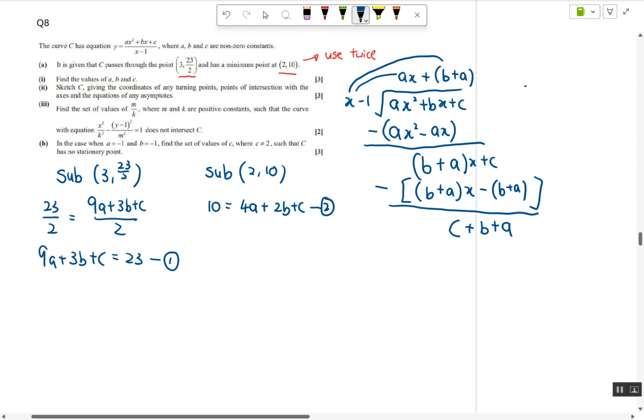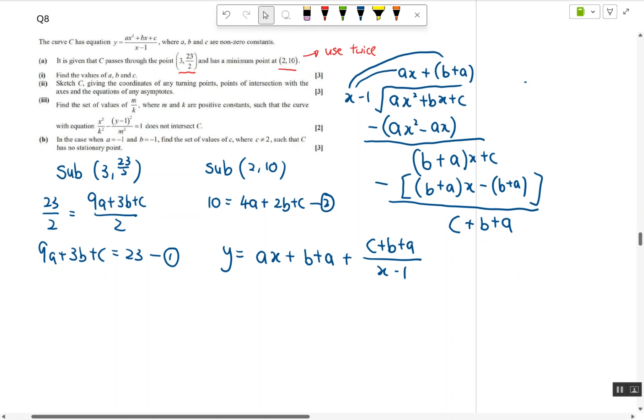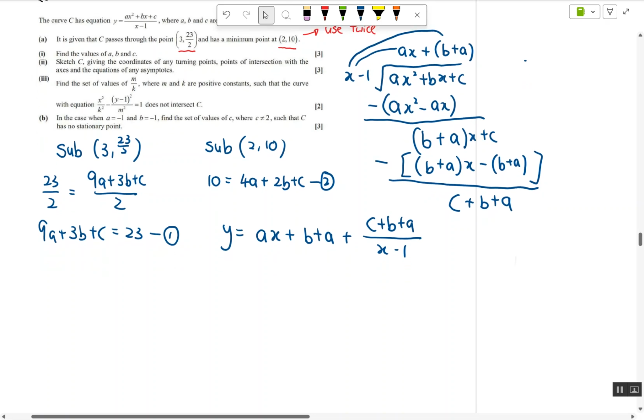Which means that now I know my y equals ax plus b plus a plus remainder (c plus b plus a) over x minus 1. It's easier to do differentiation this way. Why? Because with the quotient rule, a, b, c are unknown.